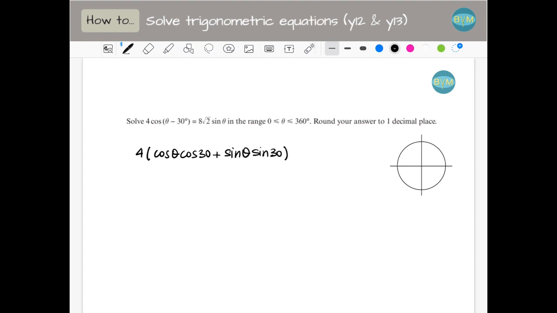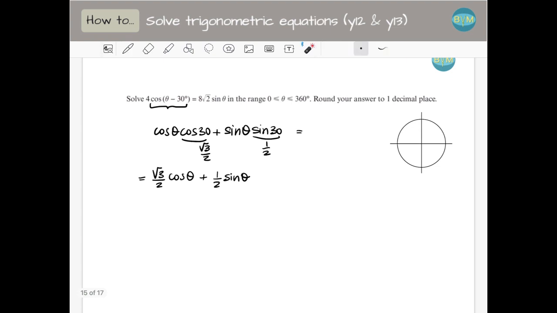I'm going to first organize this expression and then substitute in the whole equation. Actually, I'm not even going to multiply by 4 yet. So this is just this bit here. Cos of 30 is root 3 divided by 2. Sine of 30 is 1/2. So this expression really is root 3 divided by 2 cos theta plus 1/2 sine theta. And now I'm going to substitute in my equation.